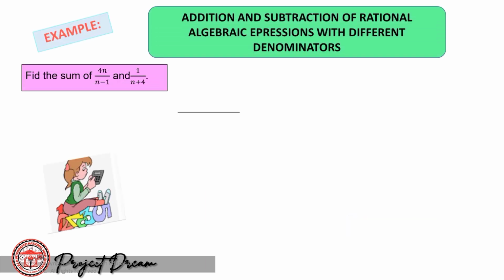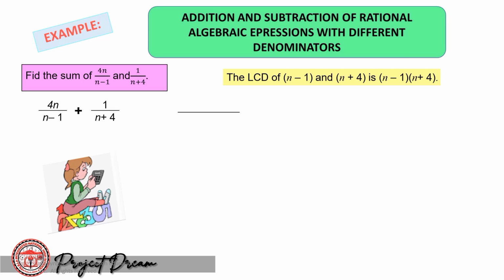Let us try another example. Find the sum of 4n over n minus 1 and 1 over n plus 4. The LCD of n minus 1 and n plus 4 is the quantity of n minus 1 times the quantity of n plus 4. 4n over n minus 1 plus 1 over n plus 4.